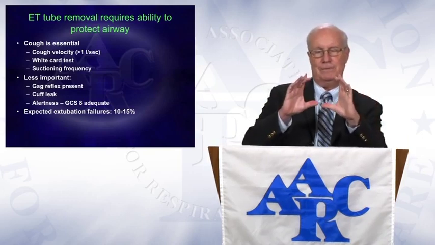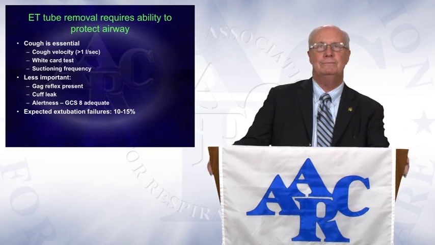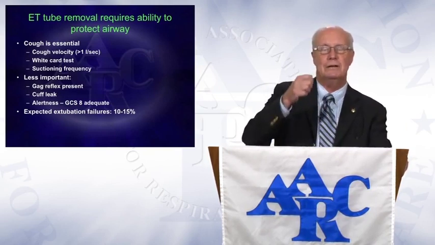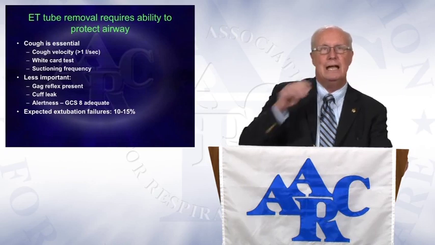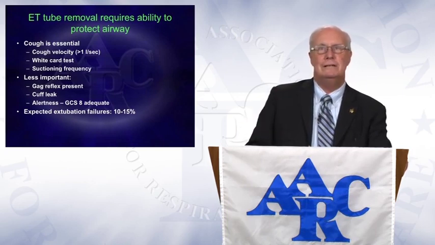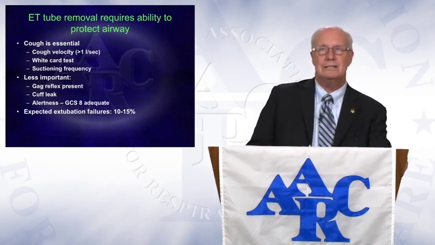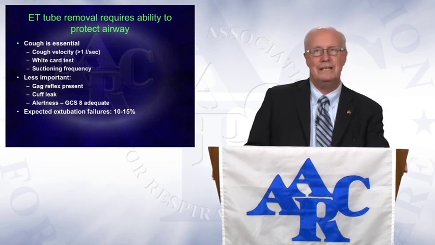So what's the white card test? You get one of those little 3x5 index cards, and you disconnect the patient from the ventilator, and you put it in front of the endotracheal tube, and you say to the patient, cough. And if the secretions, the goobers, hit the white card, that's considered a positive test, and this patient can safely protect his or her airway. Like I said, I've never done it, but the visual, I think, is very instructive.